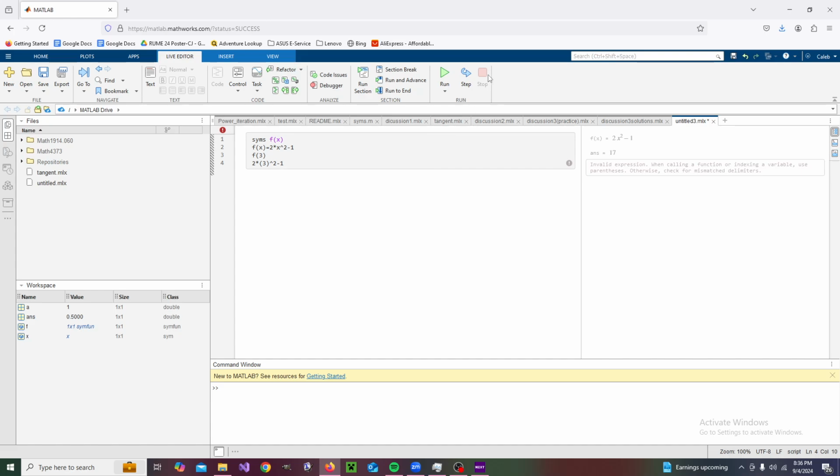Okay. So now, again, all I'm trying to say is if I plug 3 into this function, then I would get 17. But the computer is able to do that in function notation. So I can just say f of 3 and it stores that as 17.